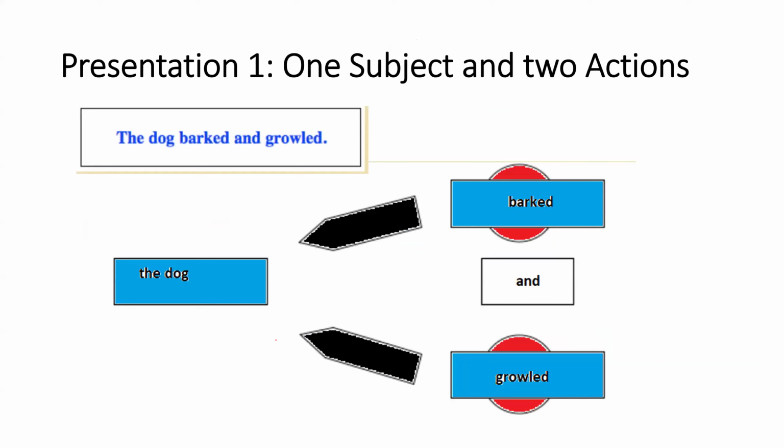So this is our presentation one. Presentation one involves one subject and two actions, and these are all marked with our blue color cards, right? So always start with your action words and start asking questions: who, why, what. If you have a sentence, the dog barked and growled, start with your action words, barked and growled. Ask questions: who barked? The dog. Who growled? The dog. So you can have more sentences this way for your practice.